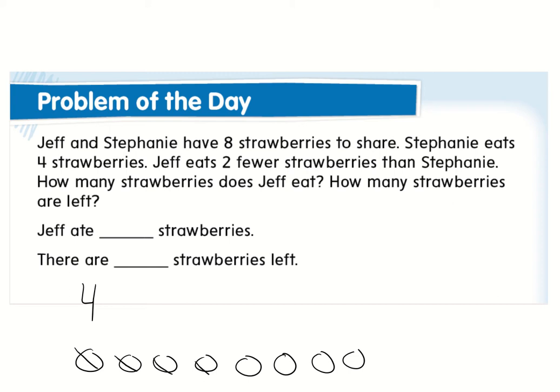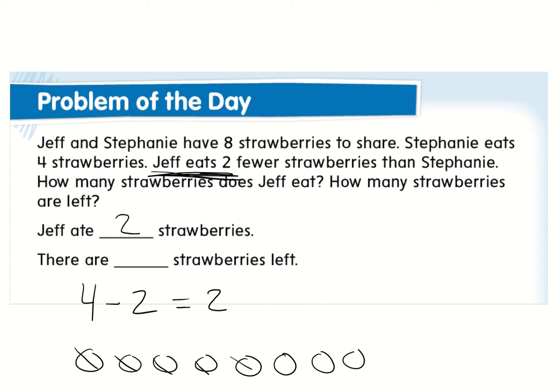Okay, now we need to find out how many Jeff ate. Jeff eats 2 fewer strawberries than Stephanie. That means I'm doing subtraction. There's a difference of 2 between these. So actually, all I have to do is 4 minus 2. And if I count back 4, 3, 2, I know that Jeff has eaten 2 strawberries.